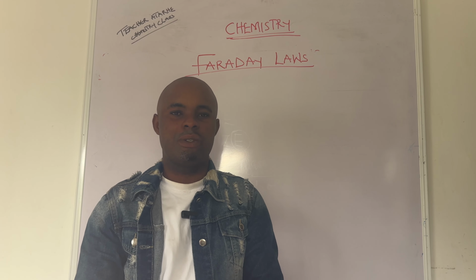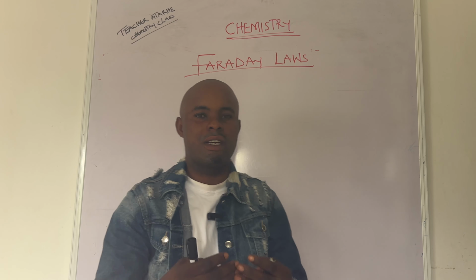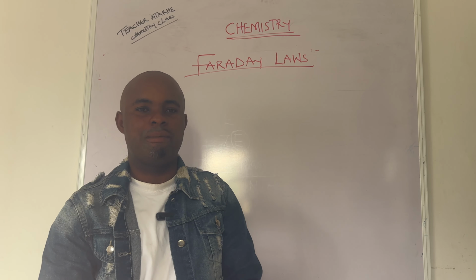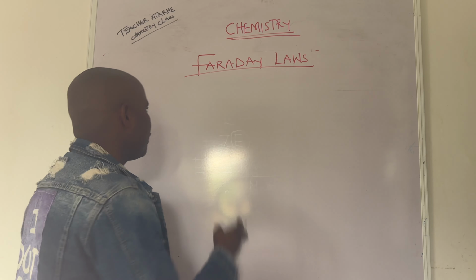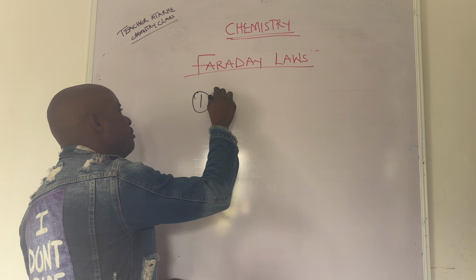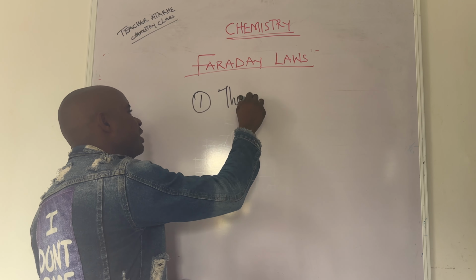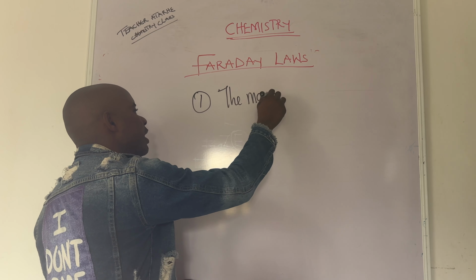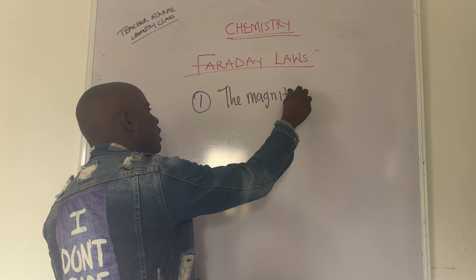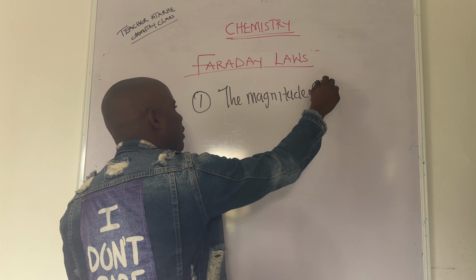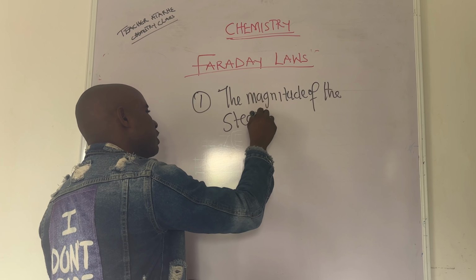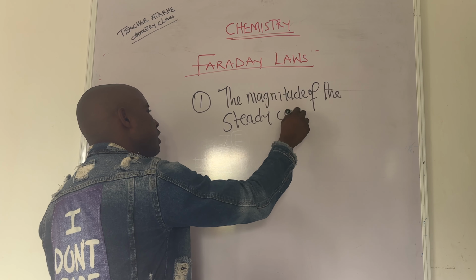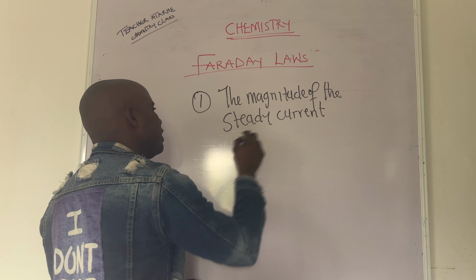In our last videos, we were able to establish that products are liberated at each of the electrodes. The quantity of these products liberated at each electrode is determined by three factors. One of them is the magnitude of the steady current.